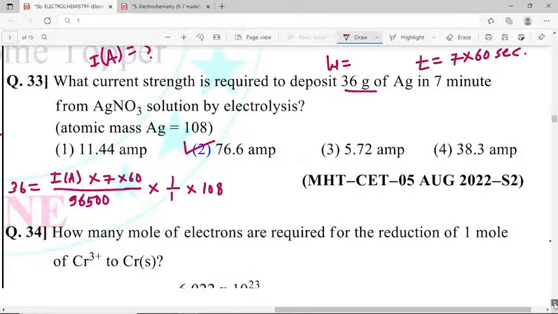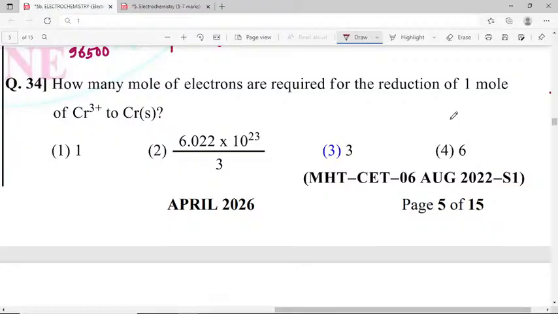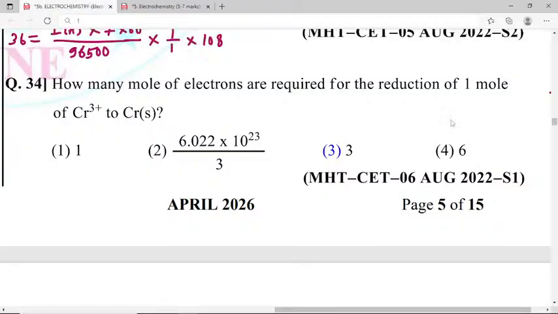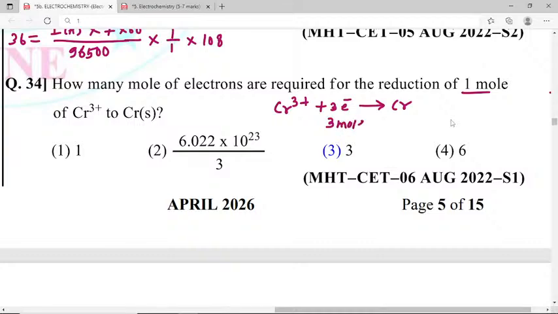How many moles of electrons are required for the reduction of 1 mole of Cr3+? So this is Cr3+ plus 3 electrons to give Cr. So this is 3 moles. This is your answer. 3 moles of electrons.